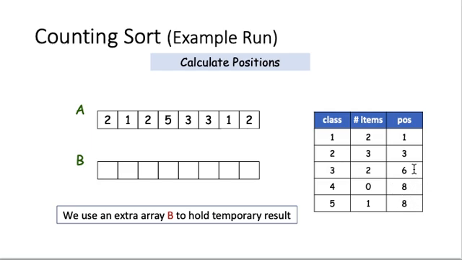And then, after that, we have already computed the starting positions for storing each class of items. Once the positions are known, we are going to put the items into the correct location. But we are not going to put it into A directly, we will put it into B first. So in this array B, we have already marked the starting positions that we are going to put for each class of items.